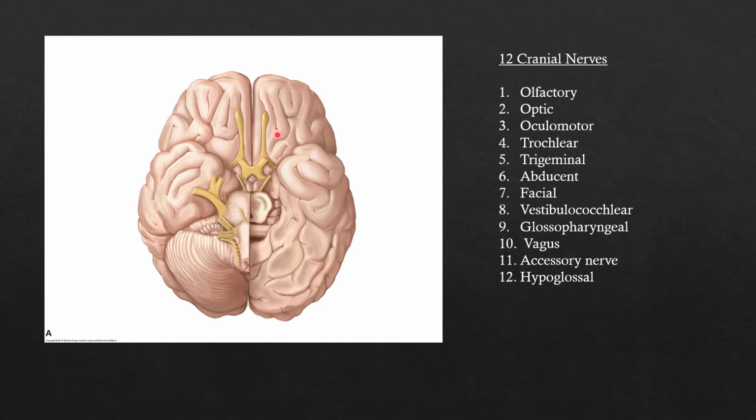Here we can clearly see the olfactory and the optic emerging from the brain. And the next 2 emerge from the midbrain, which is the oculomotor and the trochlear. And the trigeminal, abducent, facial, vestibulocochlear, they emerge from the pons. The glossopharyngeal, vagus, accessory nerve, and the hypoglossal nerve, they emerge from the medulla.